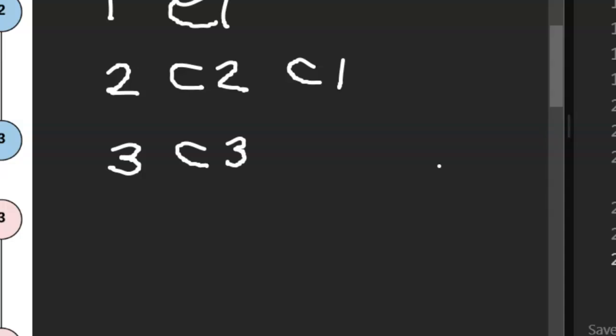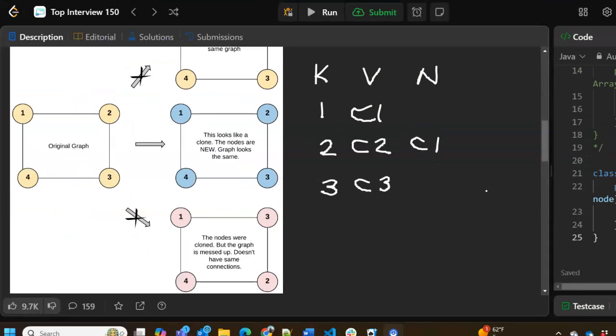If we look in the map, we can see that 2 is already cloned. So we can just add 2, right? We also want to add 4. 4 has not been cloned yet, so we're going to create a clone of 4 and put it in the map, right?